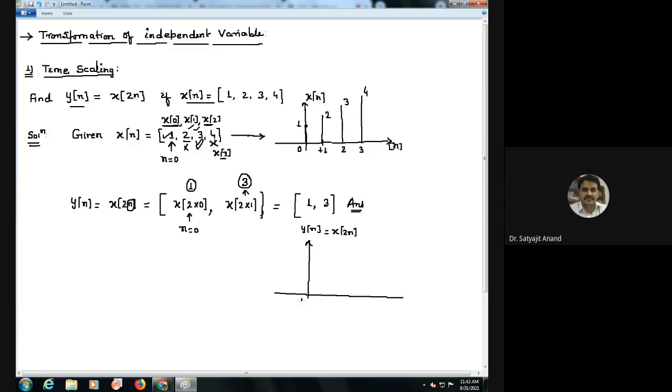So here, this is basically time scaling. When you have xn and you go for x2n, time is basically scaled. In what way is it scaled? Now see here. This is yn, which is equal to x2n. So n equal to 0, amplitude is 1. n equal to 1, amplitude is 3. That's it. This is what you have for yn.